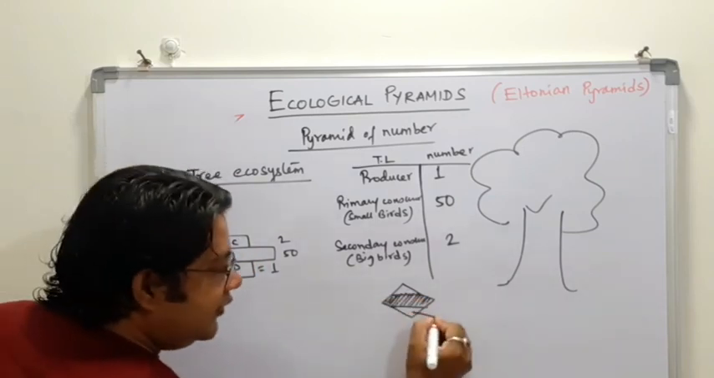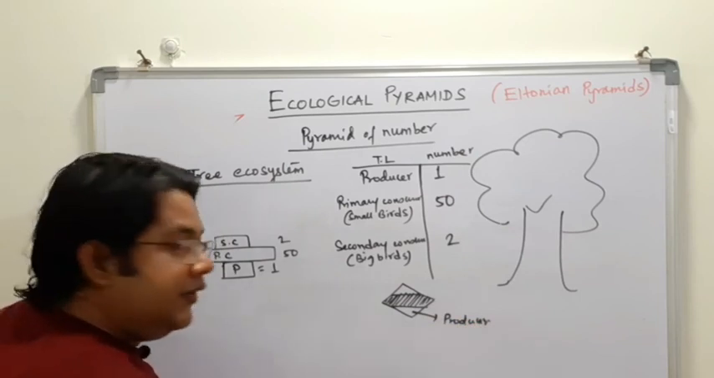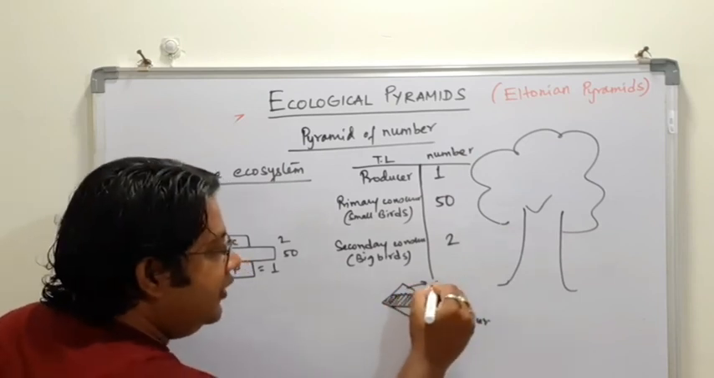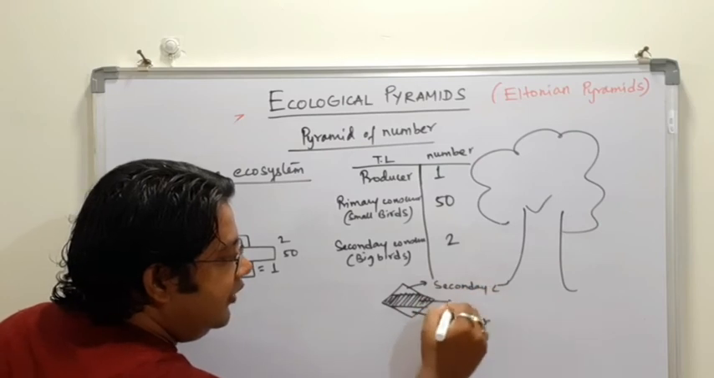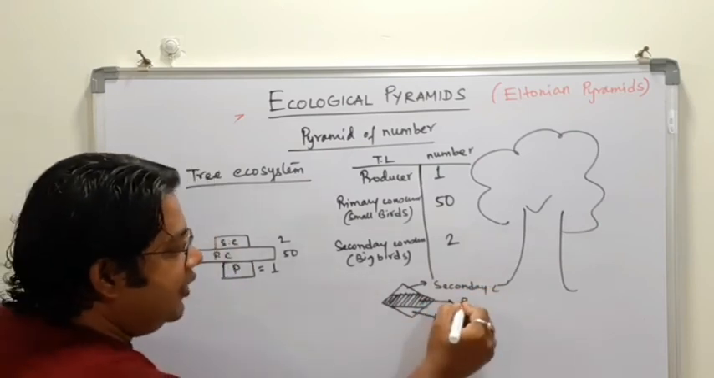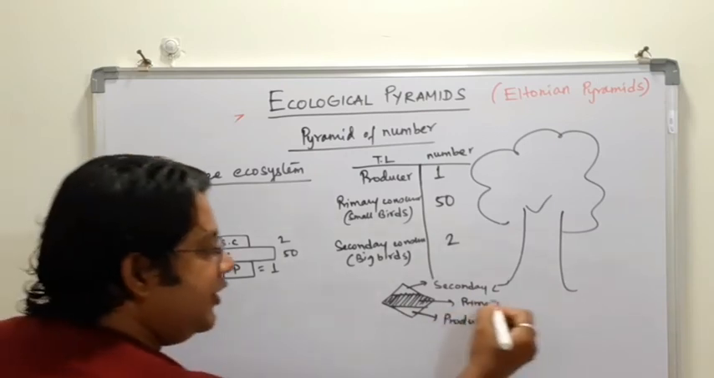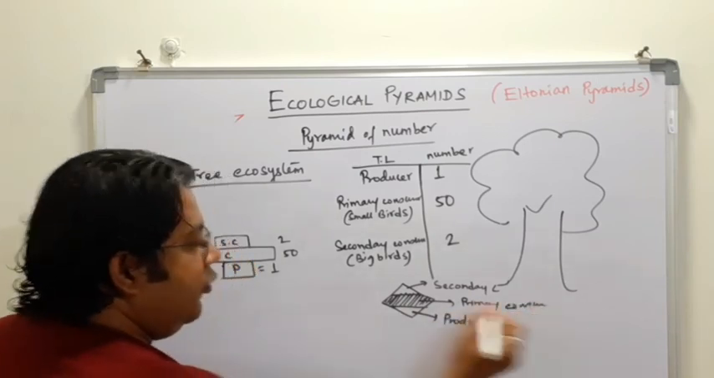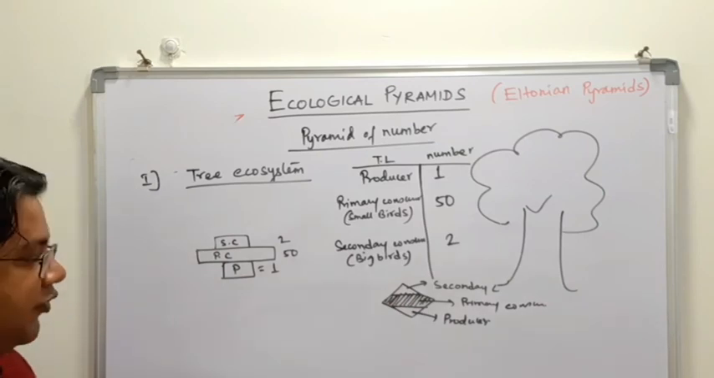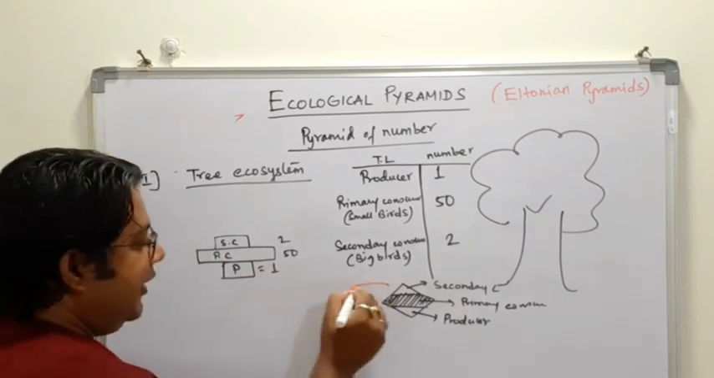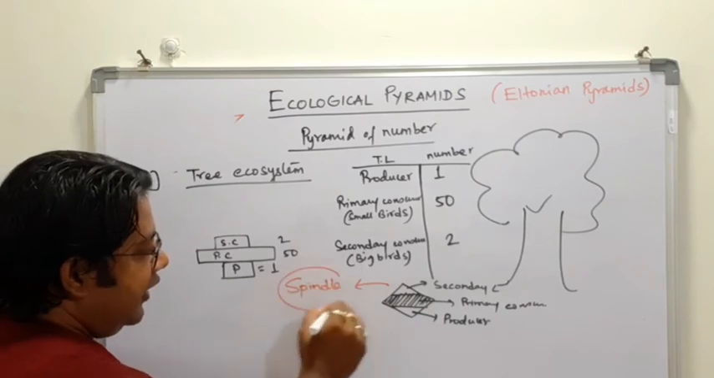Over here, this is the producer. This part is the secondary consumer, and this center region, which is more, 50, is the primary consumer. Whenever you find this type of representation, this type of representation is called a spindle form. Spindle. It's like a spindle form.